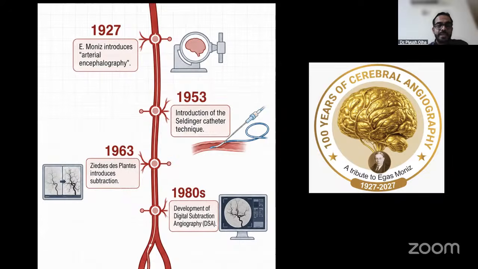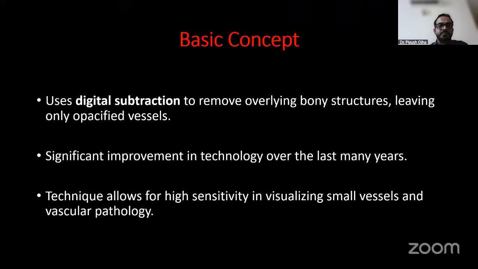There have been a lot of new techniques and new software available, which has made our life much easier. If you look at the basic concept, it is a technology which uses digital subtraction to remove overlying bony structures and leaves only opacified vessels. When you inject a dye, which is an opaque medium that opacifies the vessels, but by technology you are able to remove overlying bony structure or any artifacts, what you get is a very clear picture of the vessels, and that's what it is all about. This technique allows high sensitivity in visualizing small vessels and any kind of vascular pathology.